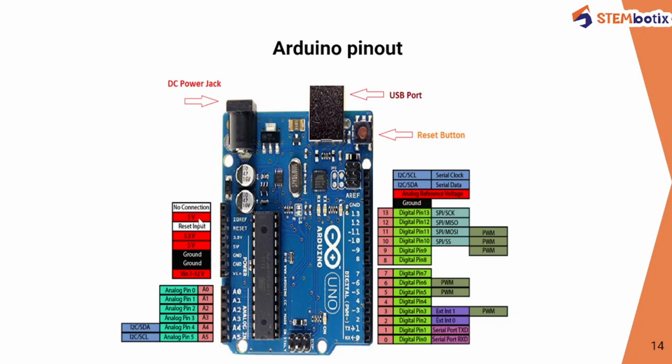Here you can see the 5 volt, 3.3 volt, 5 volt, Vin, and ground pins. Our Arduino board operates between 7 to 12 volts. So this Vin is the power connection for our Arduino board, and the 5 and 3.3 volts are used to give the power connection to our electronic sensors or devices.